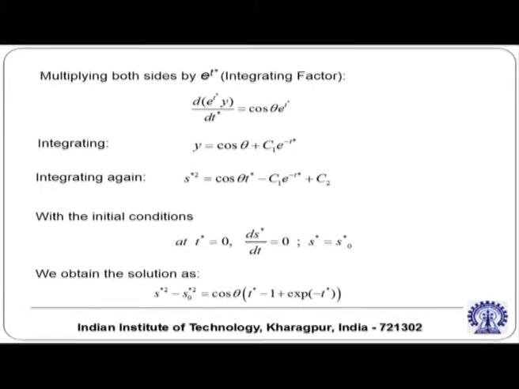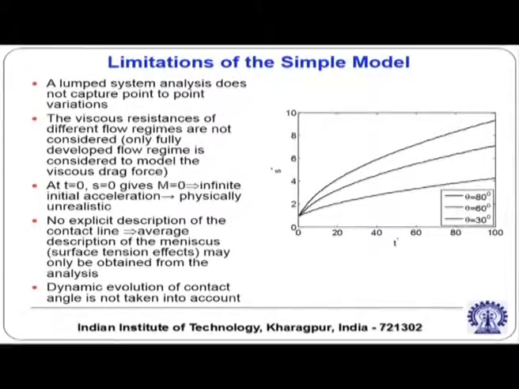So, the final solution, the last expression, whatever we have derived on the board, if you write it nicely in a compact form, this is the form that it will assume. Now, limitations of the simple model.